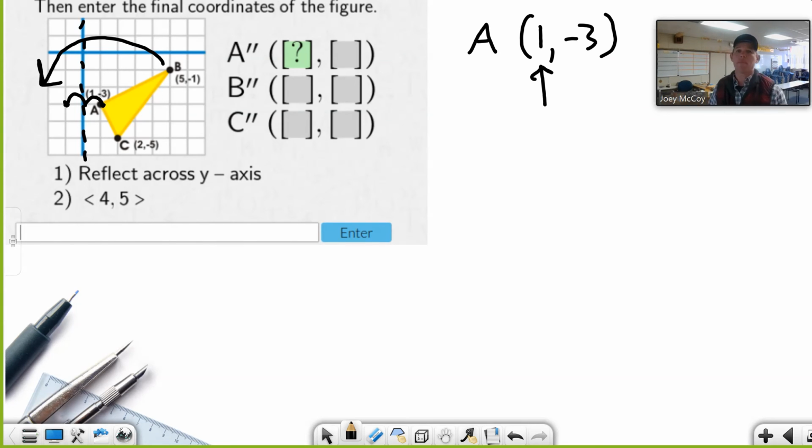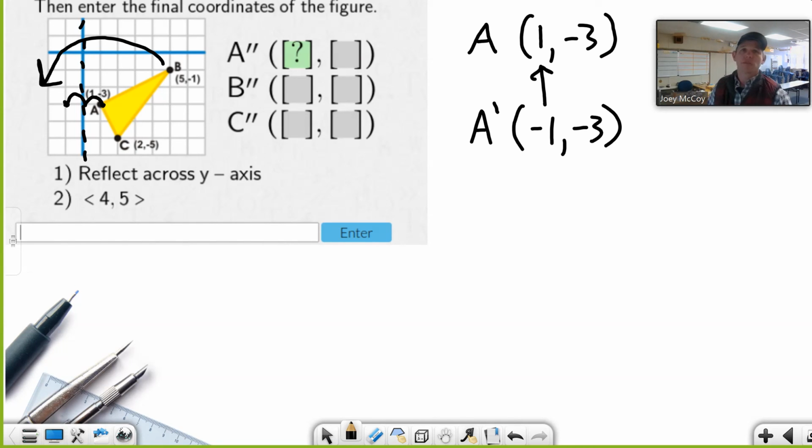So the great thing about reflections is all you need to do is pay attention to the positive and negative sign. So to do a reflection across the y-axis, I'm going to change my positive x value, because it's a side-side, to the negative value. A prime is going to be -1, -3. Notice that my value on the y didn't change because it went straight across.